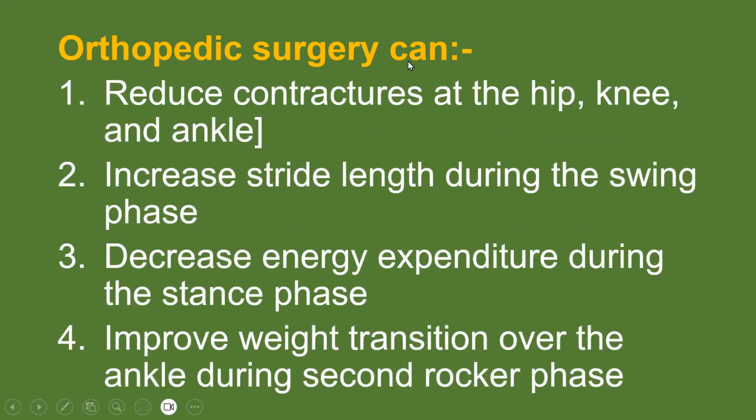Orthopedic surgery can reduce contractions at the hip, knee, and ankle, and increase stride length during the swing phase, meaning it increases the step length. It decreases energy expenditure during the stance phase. It improves weight transition over the ankle during the second rocker phase.